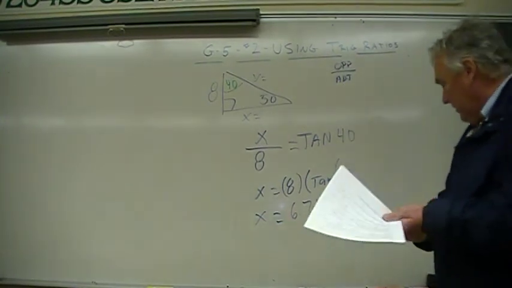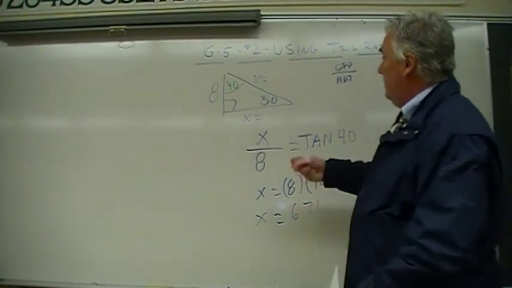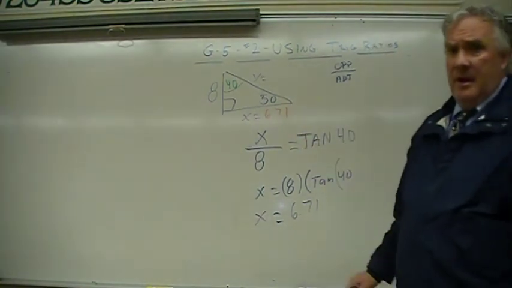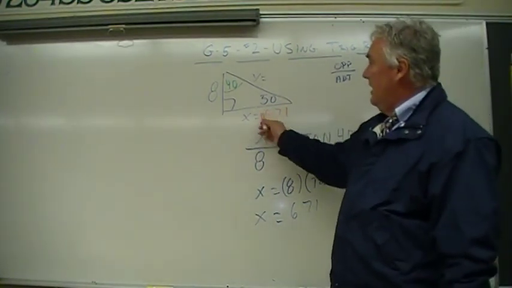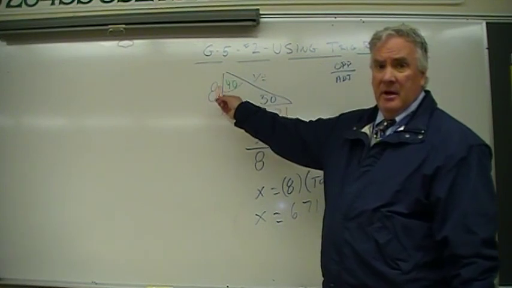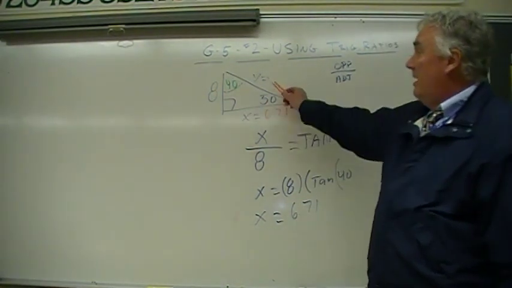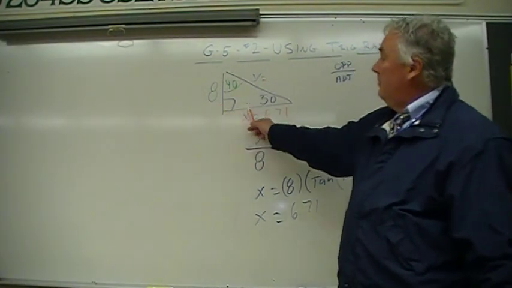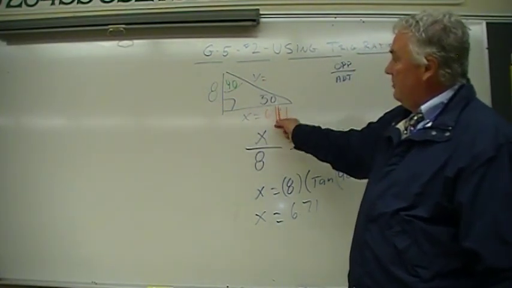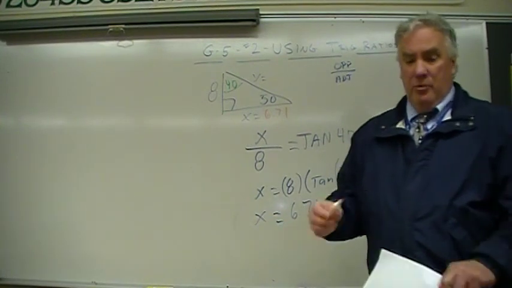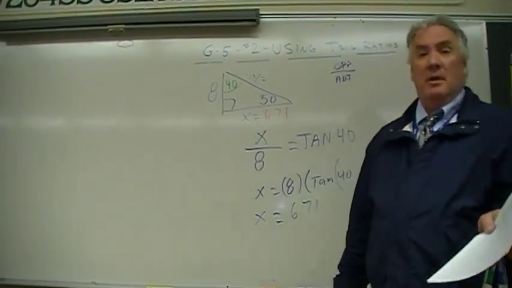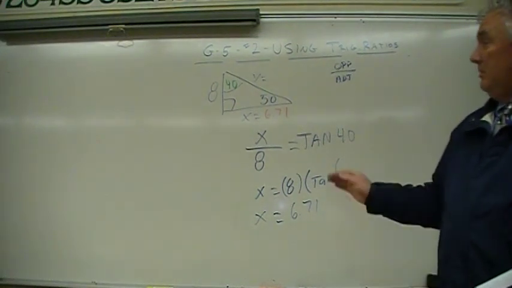So that will tell you that x is equal to 6.71. That is the length of this side. One way that you could find then the hypotenuse is use Pythagorean theorem. 8 squared plus 6.71 squared will equal that, and we root it. Okay? I'm going to have a second video shortly, or posted, that will do the rest of this.